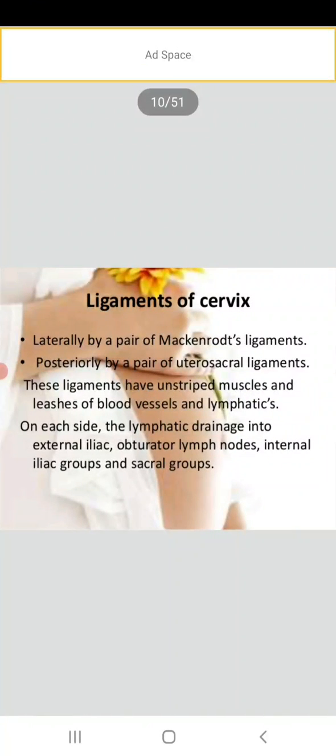Then the ligaments of the cervix: laterally a pair of Mackenrodt's ligaments, and posteriorly a pair of uterosacral ligaments. These ligaments have striped muscles and layers of blood vessels and lymphatics. On each side, the lymphatic drainage is into the external iliac, obturator lymph nodes, internal iliac nodes and sacral nodes.